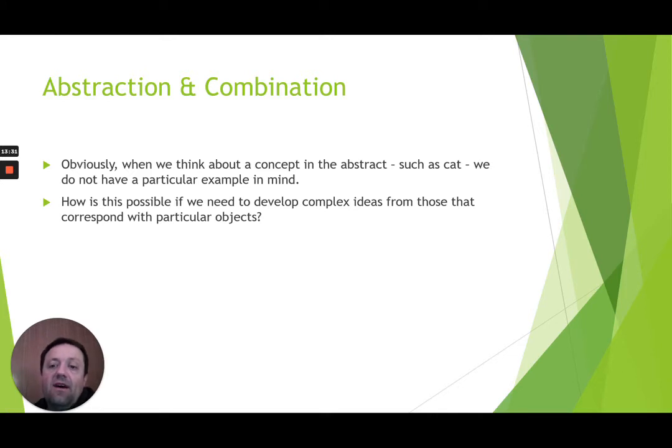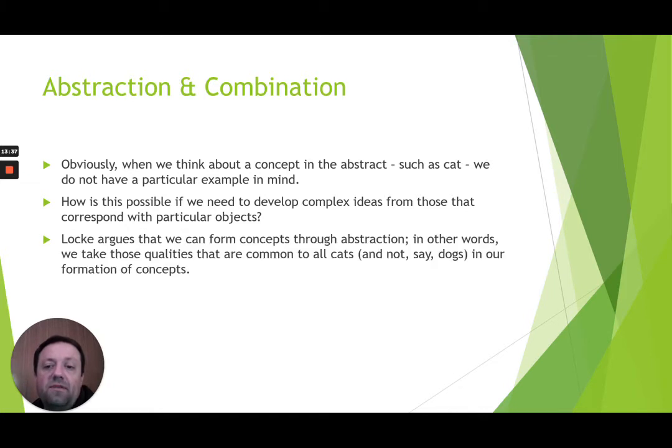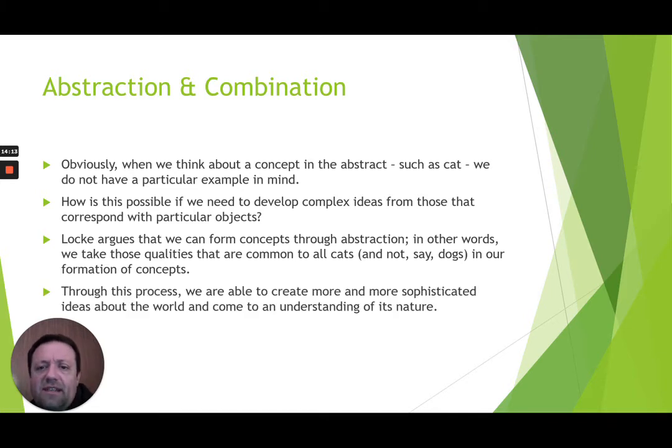All right. Now, how is this possible if we need to develop complex ideas from those that correspond with particular objects? Now, Locke argues that we can form concepts through abstraction. In other words, we take those qualities that are common to all cats and not, say, common to all dogs in our formation of concepts, right? And then our mind has a series of ideas that are both necessary and sufficient for us to then develop the idea of a cat, whereas they are not necessarily necessary or sufficient to form an idea of a dog. All right? It seems kind of complicated, that, but that's the basic idea behind it.